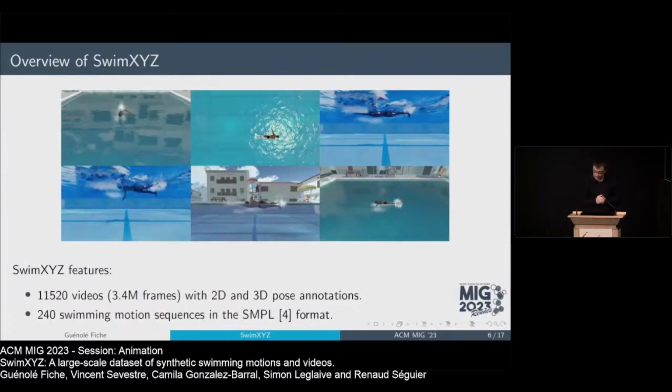So here are sample images from the dataset. It has more than 11,000 videos, so millions of frames, with 2D and 3D pose annotations. And we also provide some swimming motion in the SMPL format, so it's like 3D body and shape. So the videos would be more for feature extractors and the swimming motion more for motion priors or pose priors.